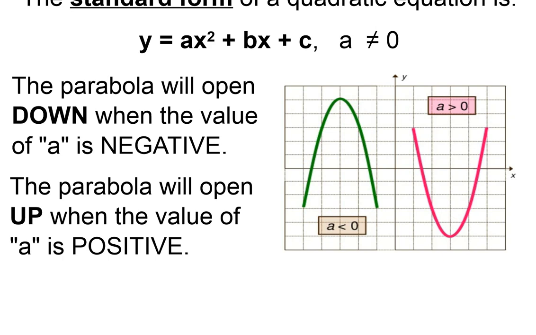So that gives you some good common sense for when you're just initially looking at a graph or when you go to graph your own. So sometimes we say that the parabola will open down when the value of a is negative, and sometimes we'll say the parabola will open up when the value of a is positive.